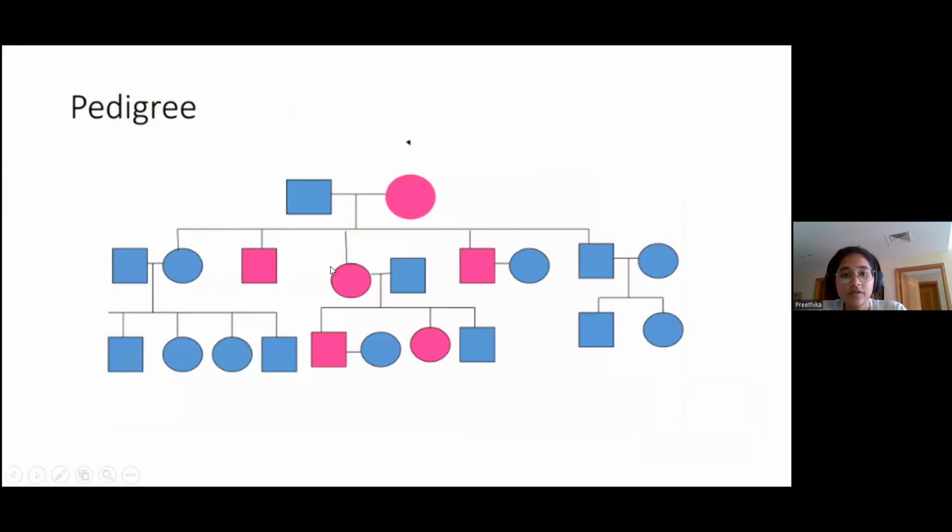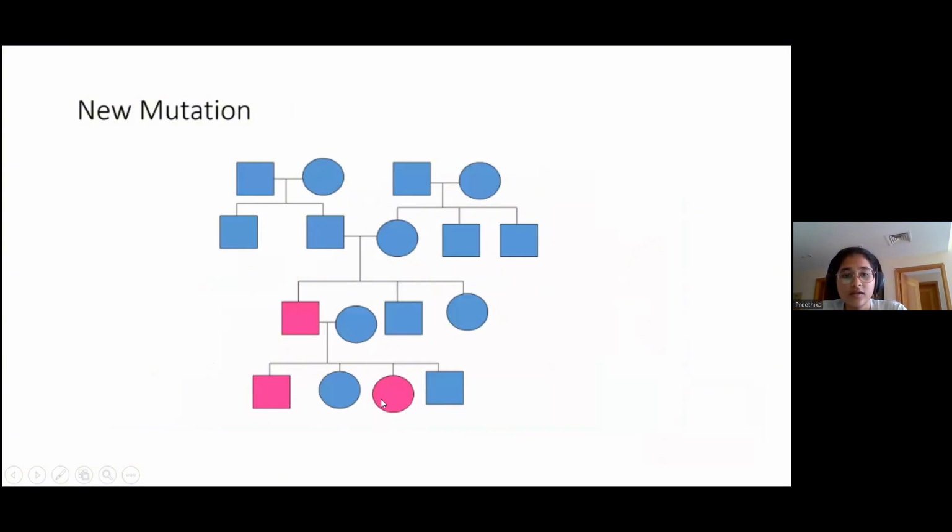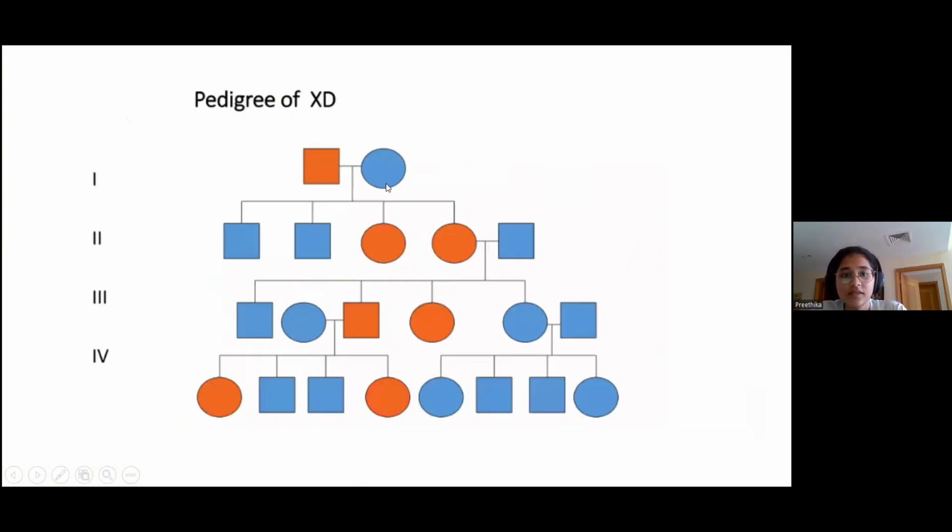Because in autosomal dominant, if you see the disease in every generation, then it's autosomal dominant. And this is so when a new mutation arises and you're trying to analyze where they would have inherited it from. As you can see, this is very obvious that it would be an autosomal recessive disease. Then this is an example of a pedigree of X-linked disease.